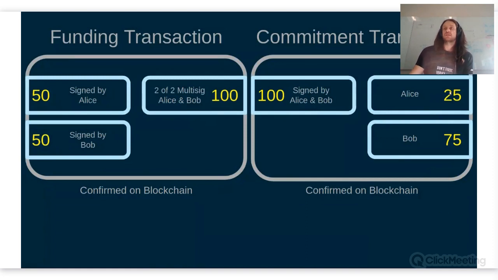Let's say they agree that this channel has outlived its usefulness, and the sum of all the transactions leaves Alice with 25 and Bob with 75. They can create this simple closure transaction. They both sign it. The money goes back to them, and they're both happy. And this is the only stuff that needs to be confirmed in blocks. So this is a way you can get lots and lots of transactions within only 2 transactions.